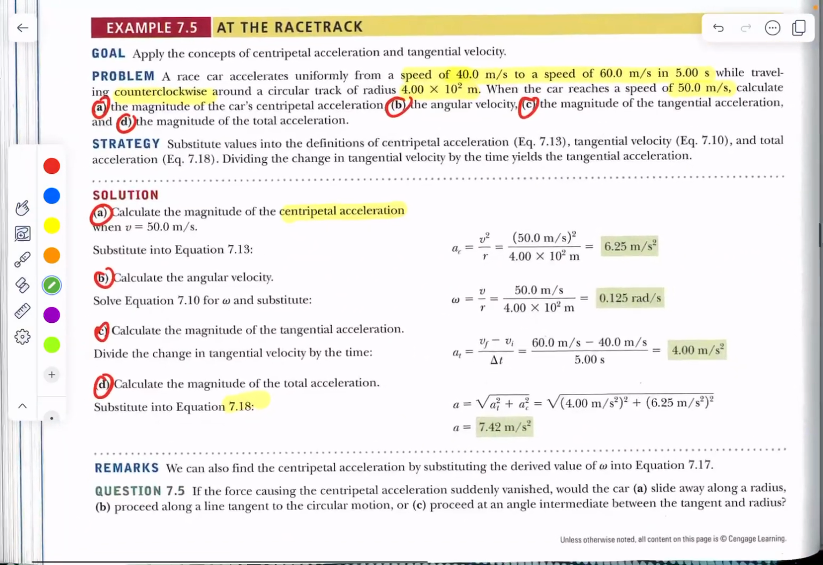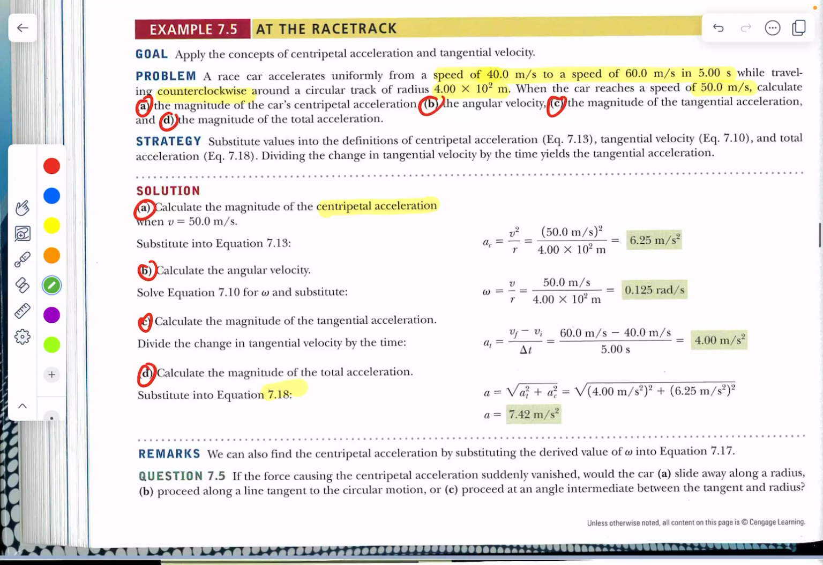Now let's look at this first problem at the racetrack. So we have a race car accelerating uniformly. In other words, there's a change in direction. It says a race car accelerates uniformly from, I take that back. We are changing our speed as well as direction. So that's good to know. So we have a speed of 40 meters per second, and we are accelerating up to 60 meters per second at the same time that we are going around the track in a counterclockwise direction.